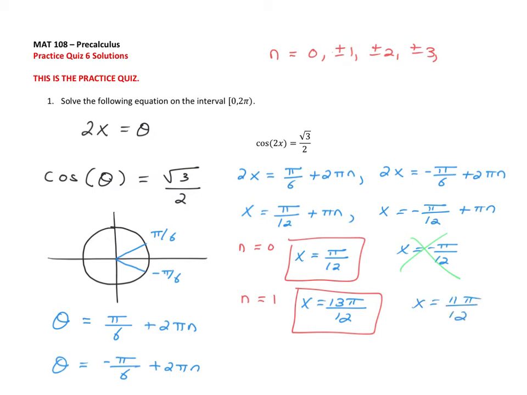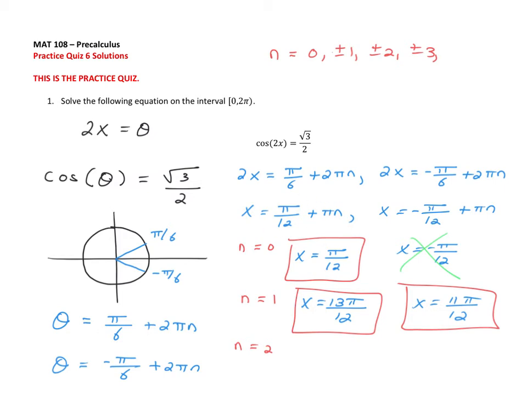That is certainly greater than 0, but less than 2 pi. So far we have 3 solutions. Now let's try n is equal to 2. If I put 2 here, that's going to be pi over 12 plus 2 pi. That's not going to work. I mean, we don't even have to add these two fractions together, right?